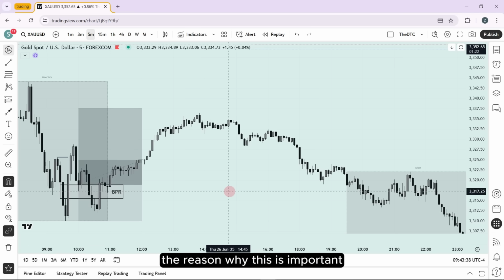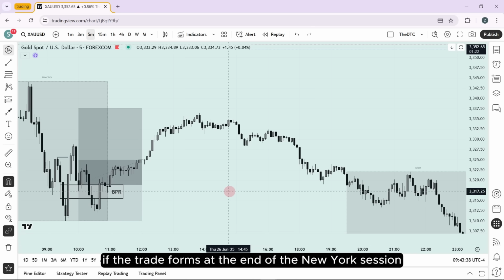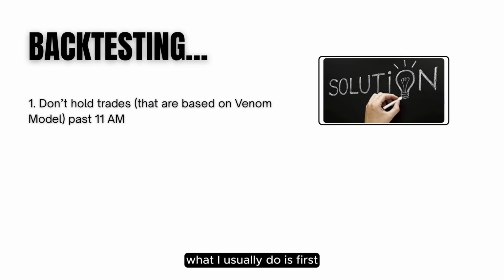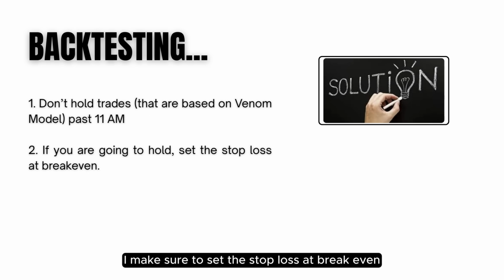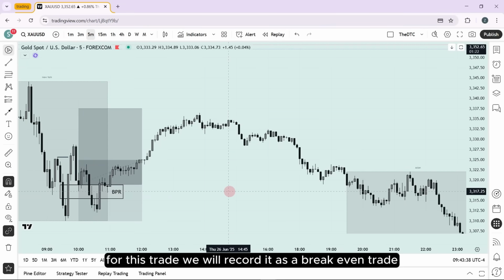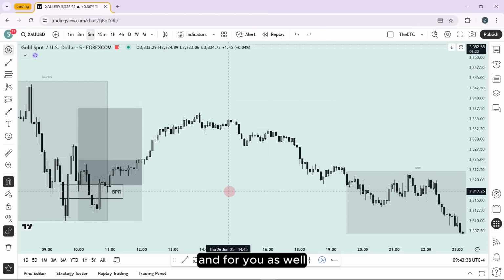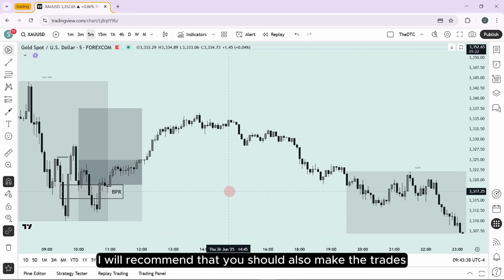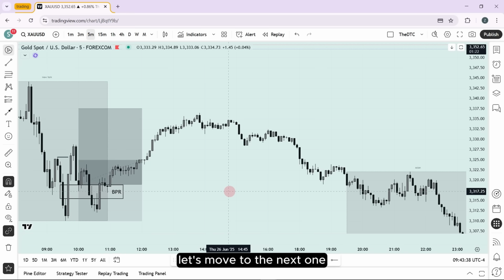The reason why this is important is that this can happen more often than we think, especially if the trade forms at the end of the New York session, because the Forex and gold markets mostly start ranging after the New York session. What I usually do is, first, I don't hold trades past 11 a.m., but if I'm holding them, I make sure to set the stop loss at break even. For this trade, we will record it as a break even trade. And for you as well, I recommend that you make the trades break even if you are going to hold them after 11 a.m. Let's move to the next one.